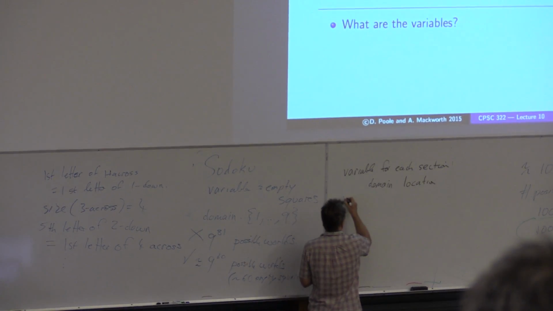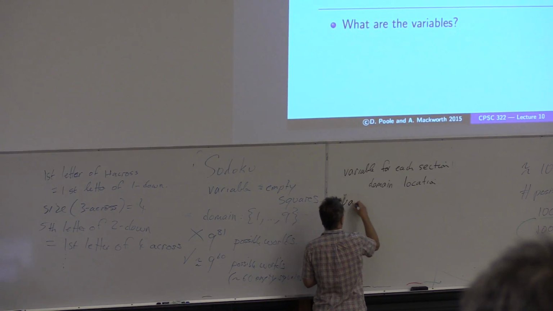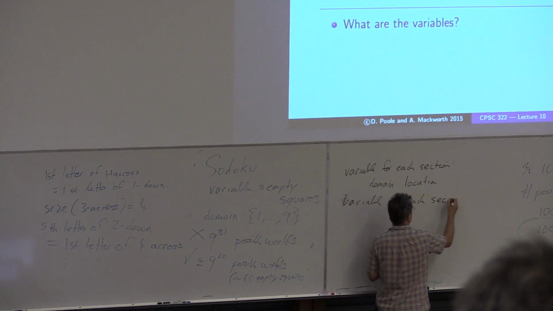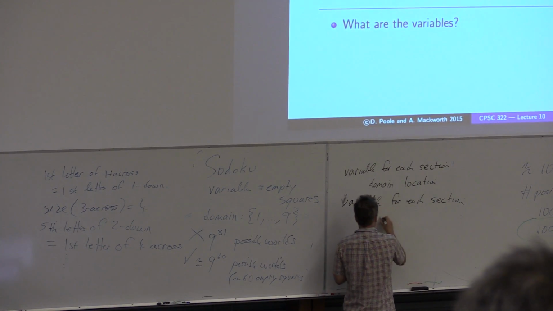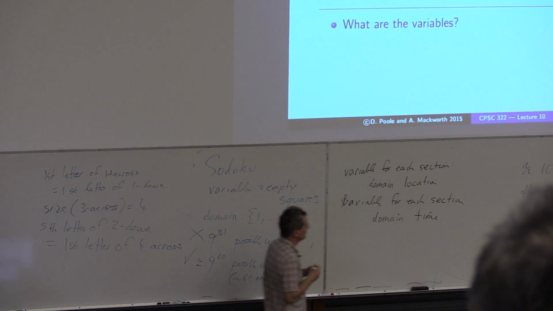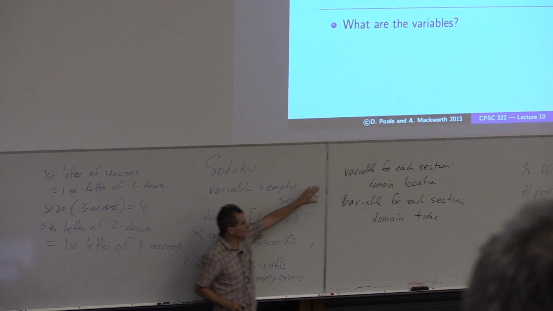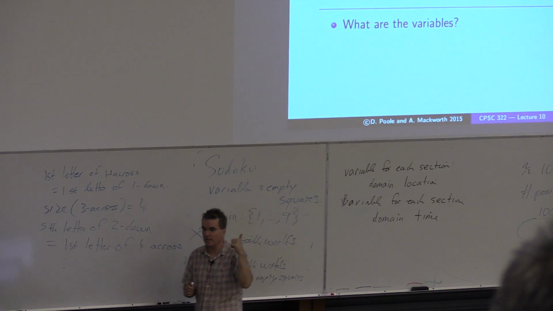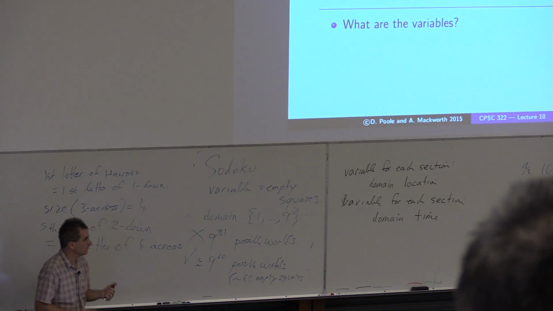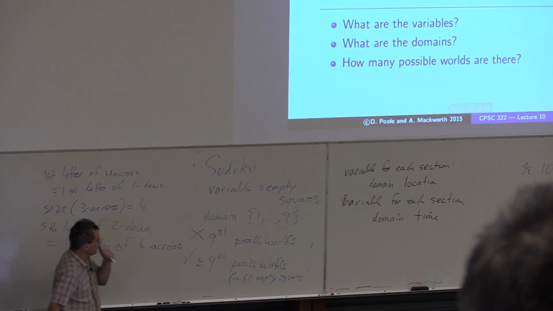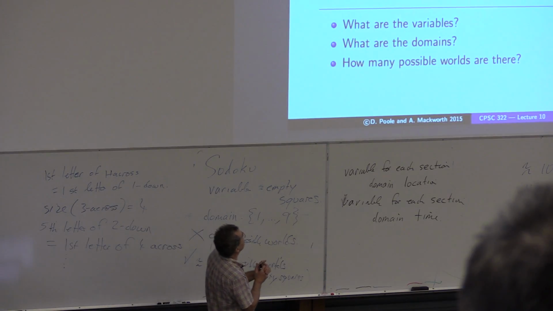And there's a second variable for each section, which has the domain what? The time, right? So in fact, 2 variables for each section. For every course, we need to assign a location and a time. Does that make sense? That's all we have to do. Okay, the domains of that: how many possible worlds are there, approximately?